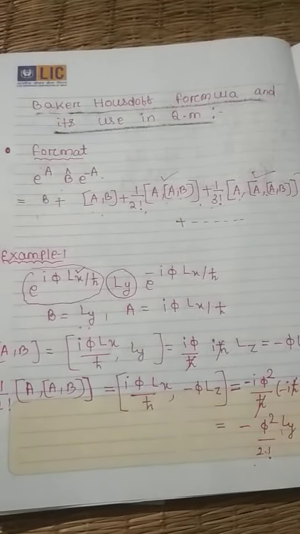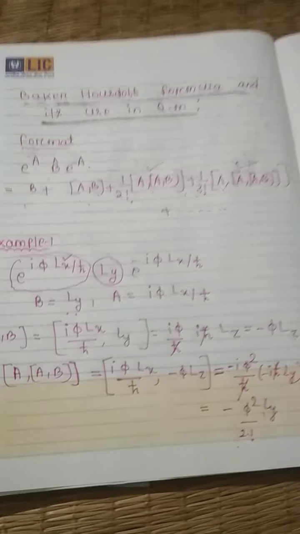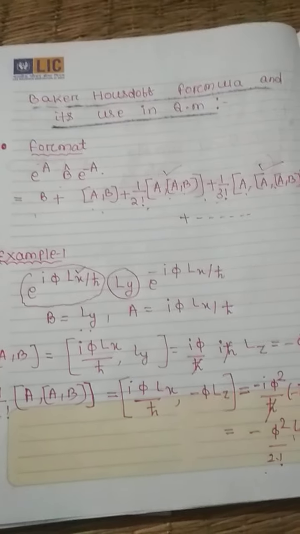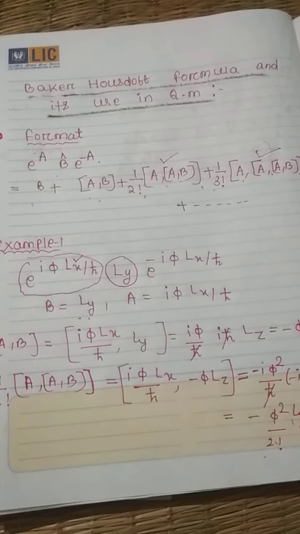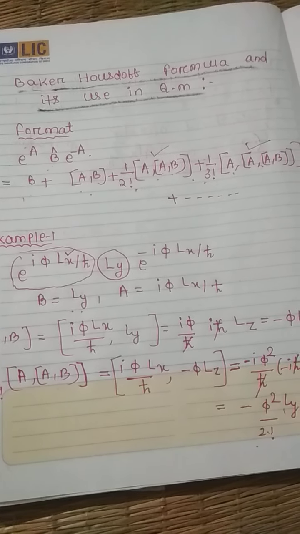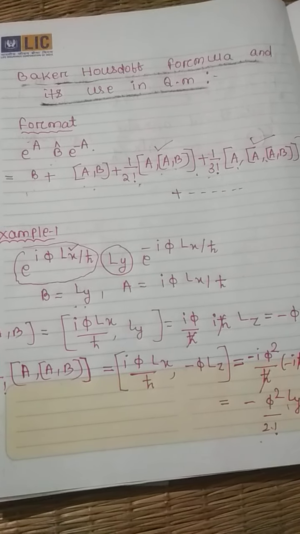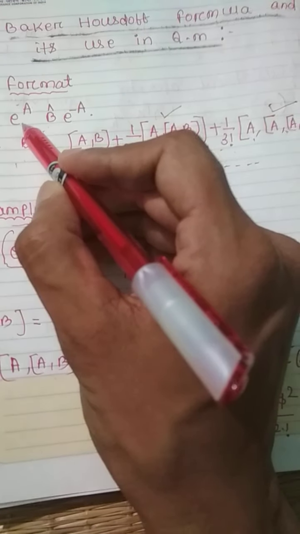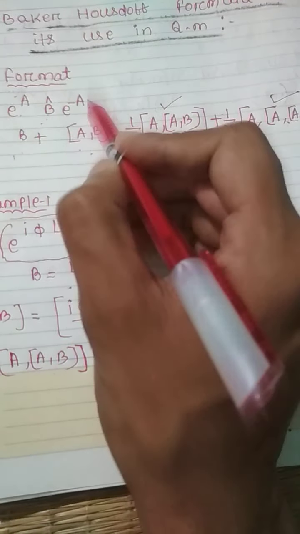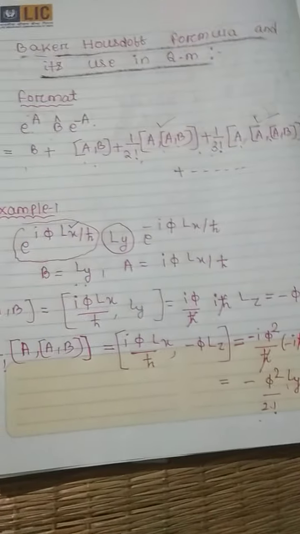How to use it, where to use it, and the significance of this formula. This formula is basically used for the transformation of an operator. If you want to transform one operator into another operator, then it can be used. That means here, e to the power A, B cap, e to the power minus A cap. I can explain with an example.